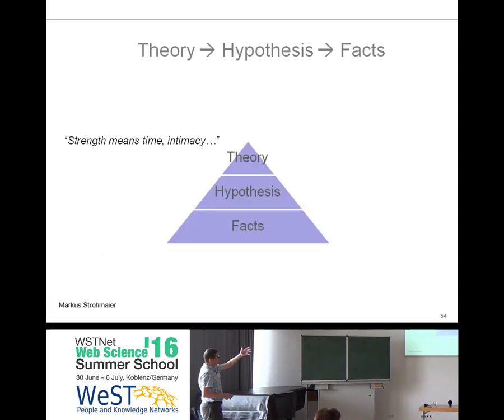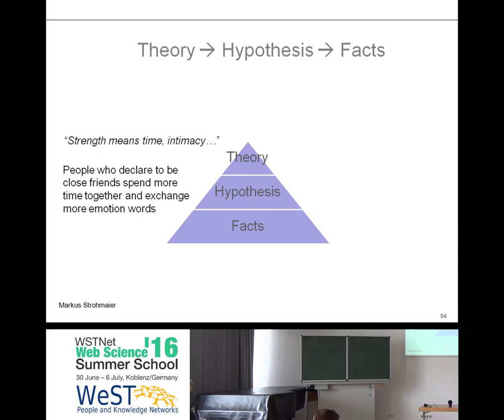So here, let's just go through the example that we had. We have the theory that tie strength means time and intimacy. Then we can come up with a hypothesis that people who declare to be close friends spend more time together and exchange more emotional words. And then you can actually go and test this hypothesis.